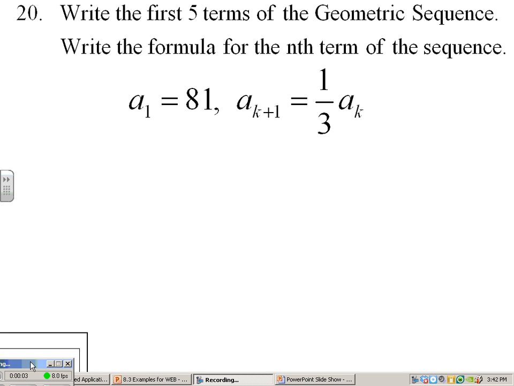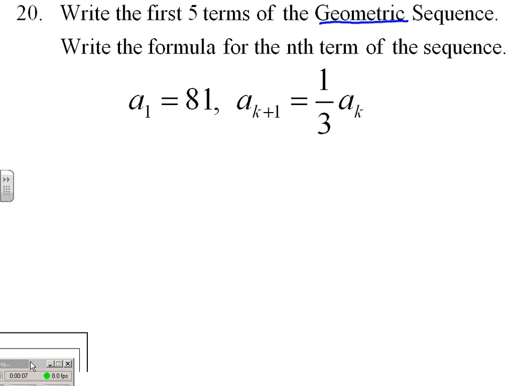So geniuses, let's take a look at some geometric sequence problems. What makes a sequence geometric is that we need to be constantly multiplying by a same number or a same ratio from term to term. For example, 2, 4, 8, 16, 32.